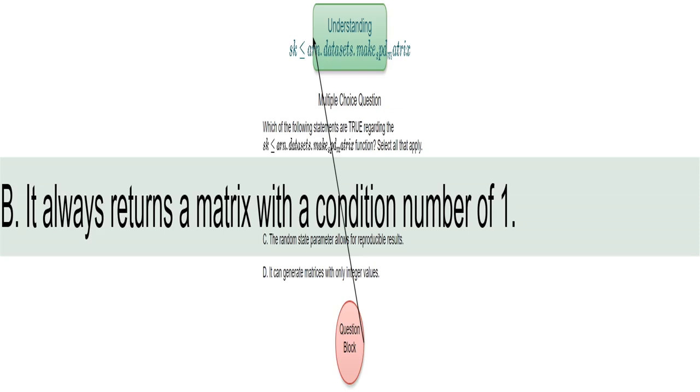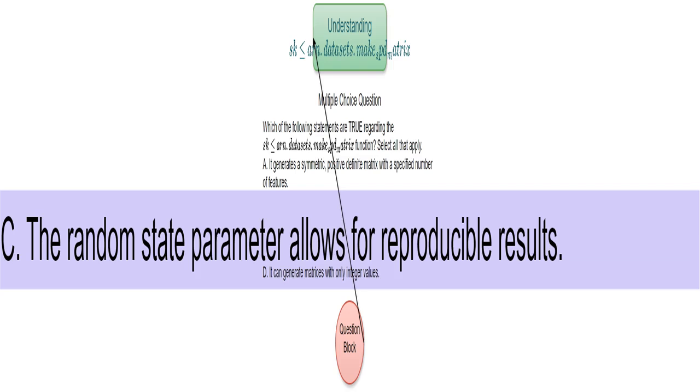Think of it like aiming for a bullseye. You might get close, but a perfect hit isn't guaranteed. This is absolutely correct. The random_state parameter acts like a seed for the random number generator, allowing you to get the same matrix each time you use the same seed, ensuring reproducibility of results.